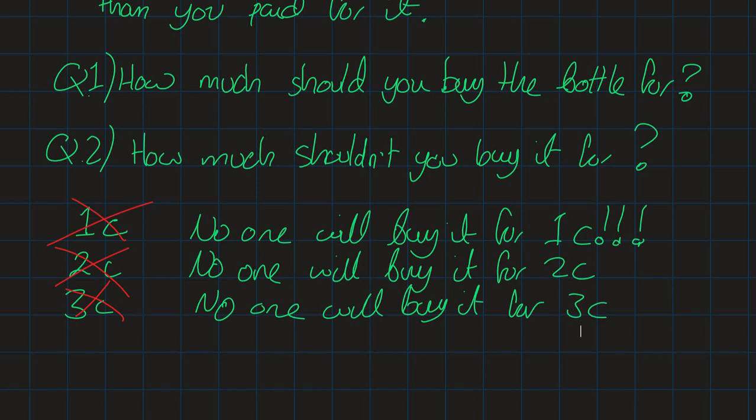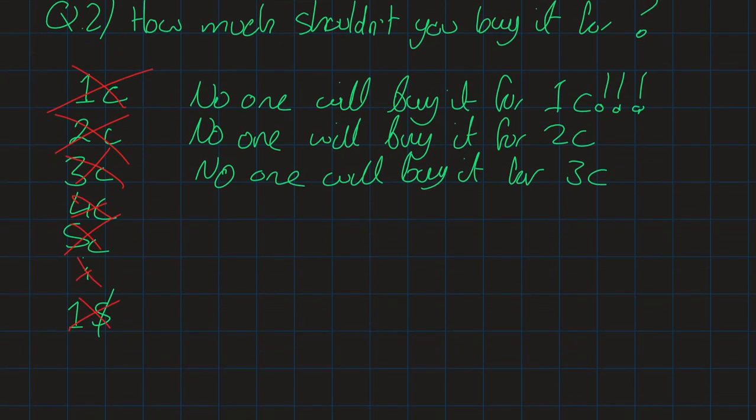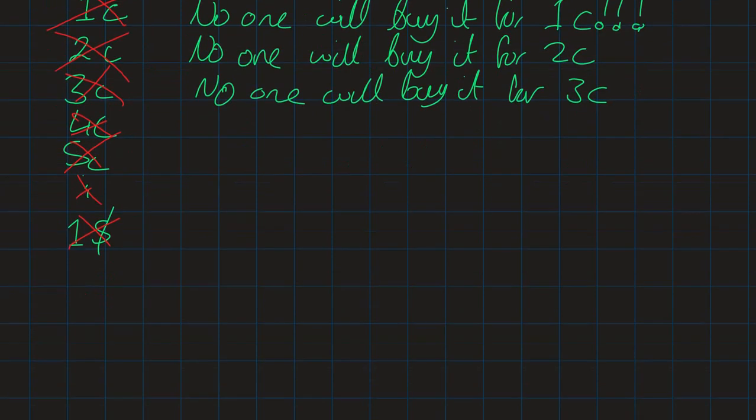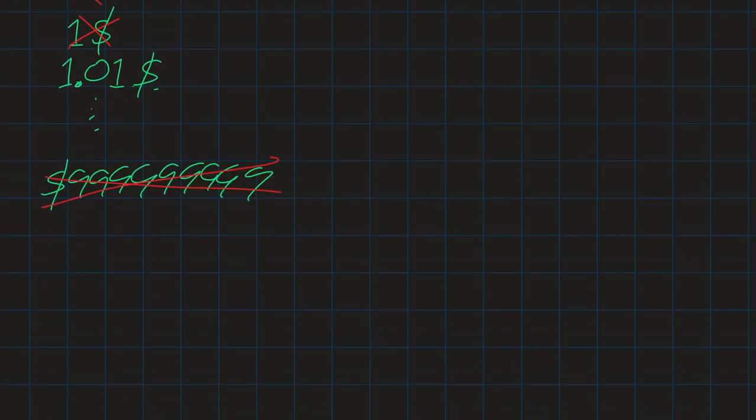And you can see the pattern, right? 4 cents, 5 cents, and so on, up to $1. All of these are not good. You should never buy it for any of these amounts. And you can keep going with this argument. No one's going to buy it for $1 or less, so no one's going to buy it for $1.01. No one's going to buy it for this much. So keep going: no one's going to buy it for any amount you could possibly think of. And the conclusion is you should just not buy it.